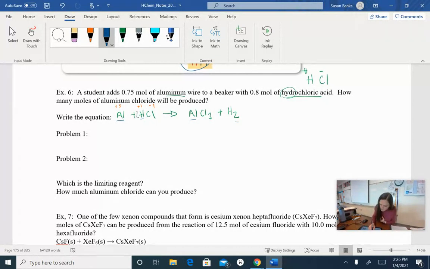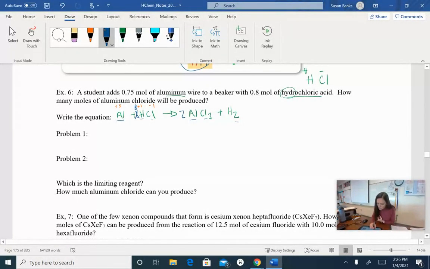So let's put a 2 here. I've got 3 chlorines, and here I've got 2 chlorines. What's the least common multiple between 2 and 3? It's 6. So to get 6 chlorines, I'm going to need to multiply this by 6. To get 6 chlorines, I'm going to need to multiply this by 2. Okay? So let's recheck this.